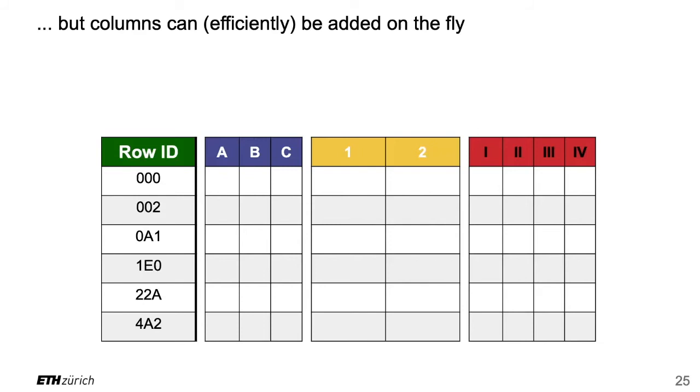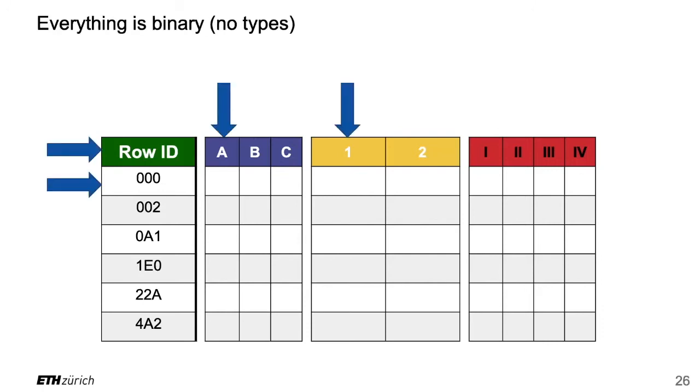So ABC, 1, 2, and so on. I'm using the Latin alphabet, the Indo-Arabic numerals, and the Roman numerals just to distinguish by family. But this is dynamic. This happens while we actually populate the table, right? And finally, I kind of already told you that for the row IDs, but it's actually for everything. Everything is binary. It's all arrays of bytes everywhere, right?